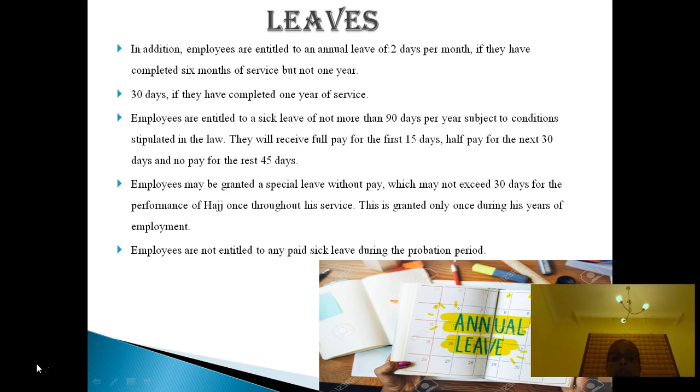Employees may be granted a special leave without pay, which may not exceed 30 days, for the performance of Hajj once throughout their service. This is granted only once during the employment. Employees are not entitled to any paid sick leave during the probationary period.